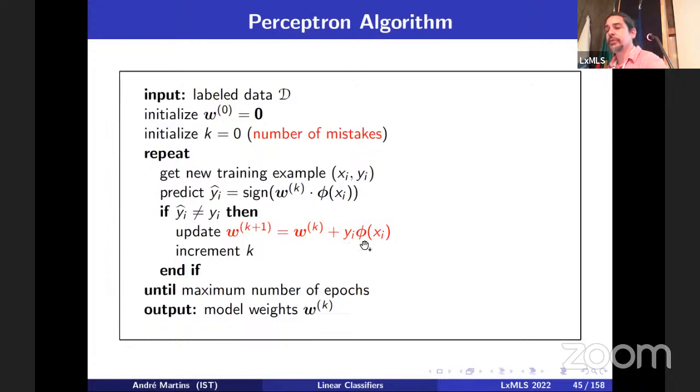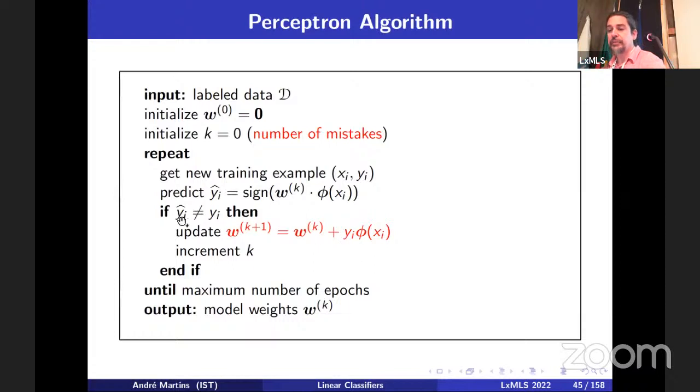So basically, what this means is if the model is incorrect, but the correct label is plus 1, we are going to sum phi of xi. And this is going to make it more likely that next time the model is going to predict the correct label. On the other hand, if the correct label is -1, this is going to subtract this feature vector. Okay, so again, it's going to make it more likely that we predict the correct label afterwards.